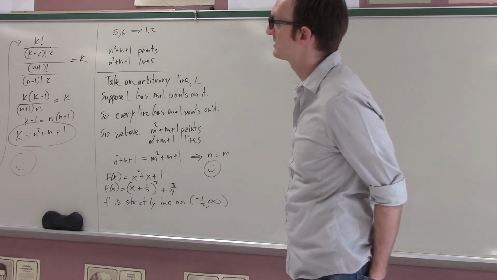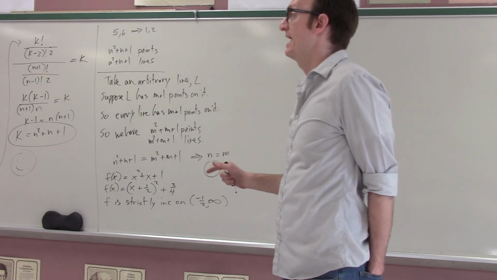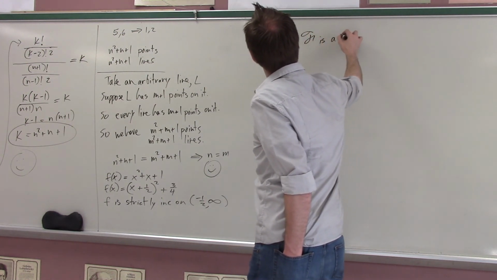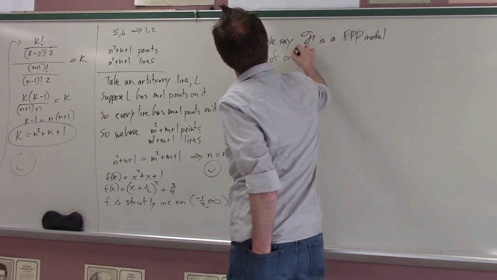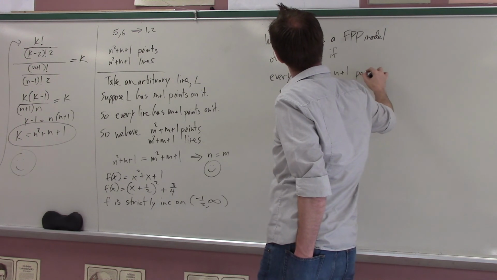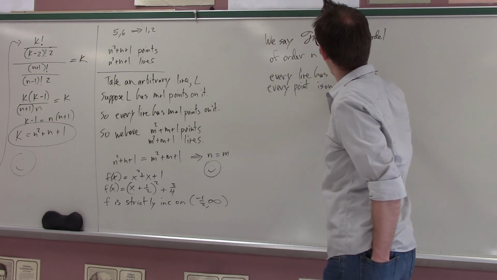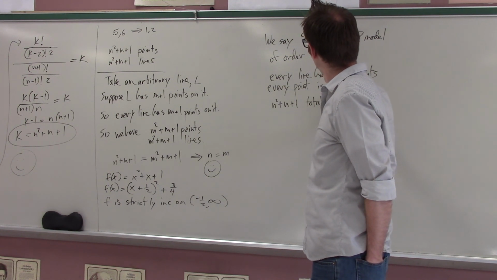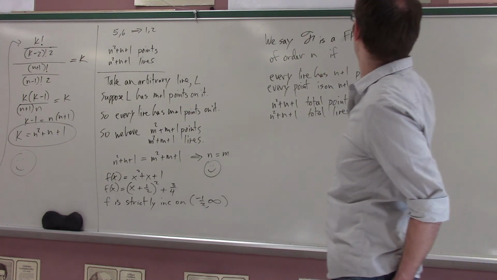Oh, and the final thing to say is that as we've now shown that there's this relationship between the number of points and the number of lines and the number of points on a line, we say that f is a finite projective plane model of order n if every line has n plus 1 points, every point is on exactly n plus 1 distinct lines, and there are n squared plus n plus 1 total points, and n squared plus n plus 1 total lines as well. And so we say that this is a model of order n.